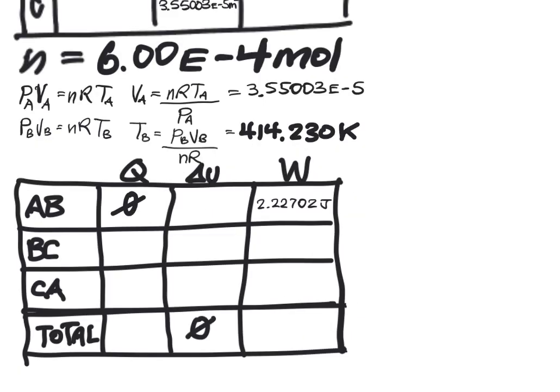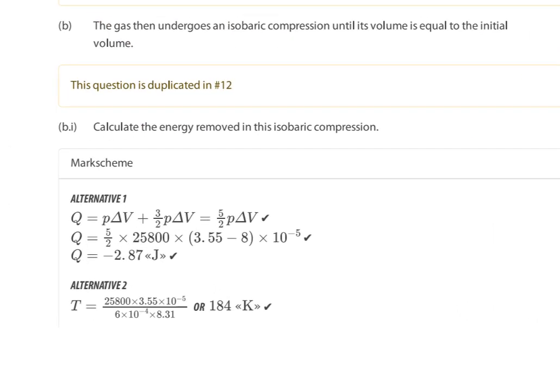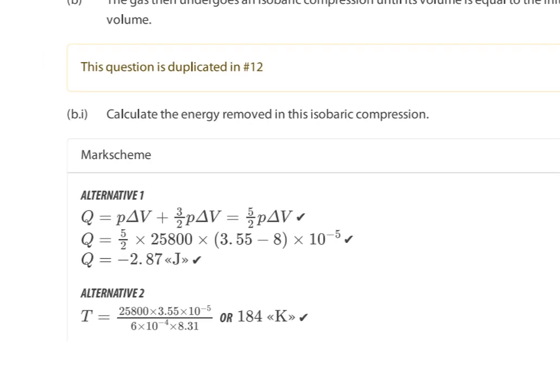Here's the work for the first process, we just found that. And then B says we go back to the initial volume, we wrote that. Calculate the energy removed in the isobaric compression. Now, classic mark scheme not really explaining itself very well. So where are they getting this P delta V from?